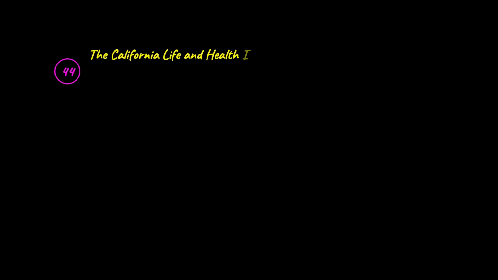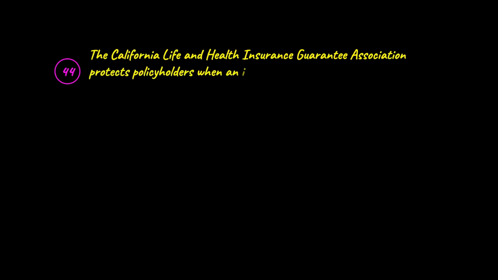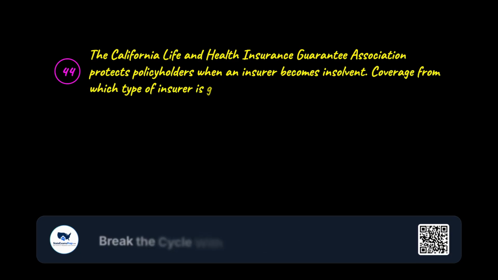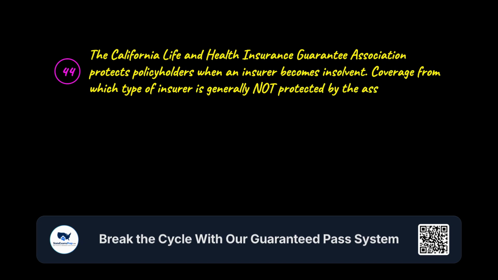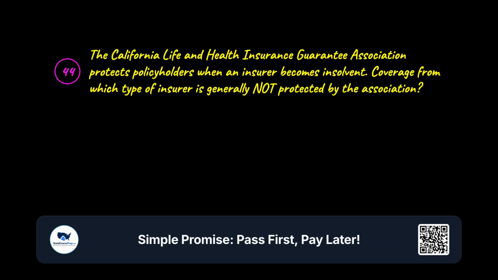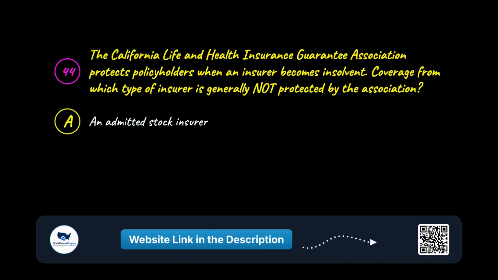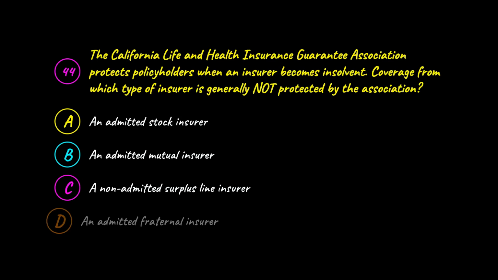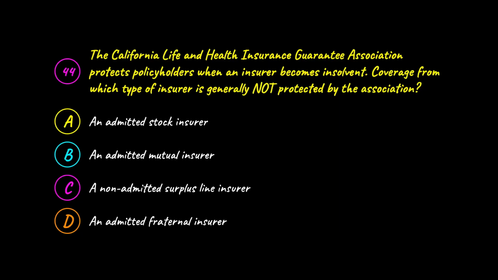Question 44. The California Life and Health Insurance Guarantee Association protects policyholders when an insurer becomes insolvent. Coverage from which type of insurer is generally not protected by the association? Your options are A. An admitted stock insurer, B. An admitted mutual insurer, C. A non-admitted surplus line insurer, D. An admitted fraternal insurer. What's your answer? Commit to one before I continue.